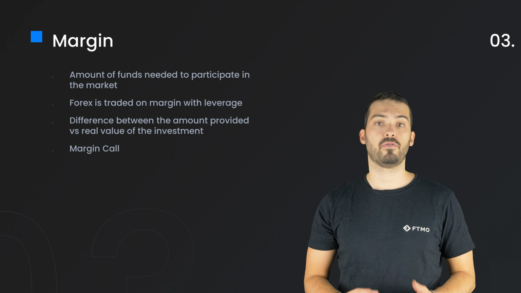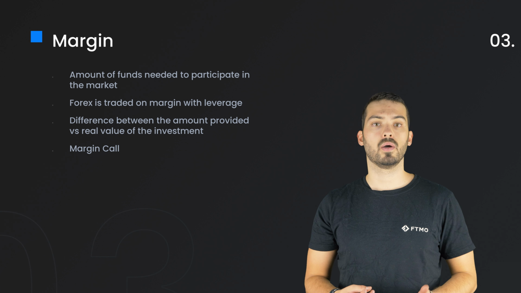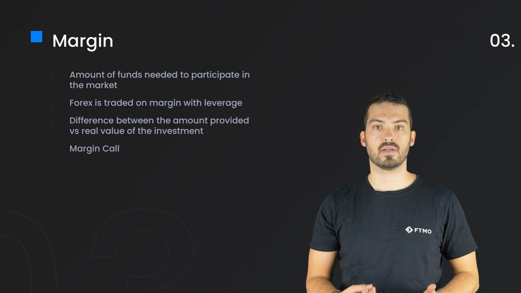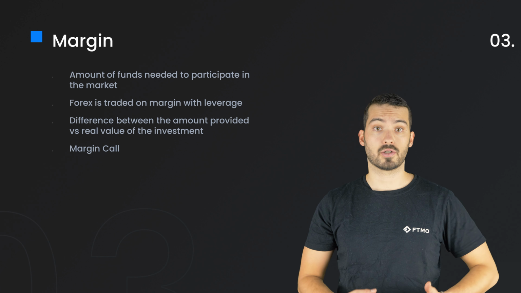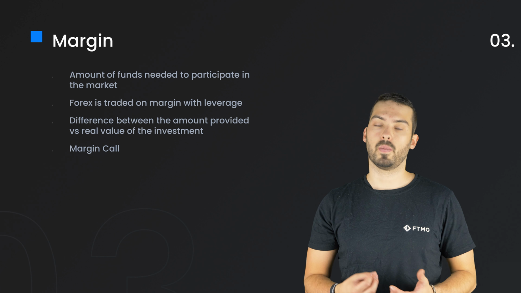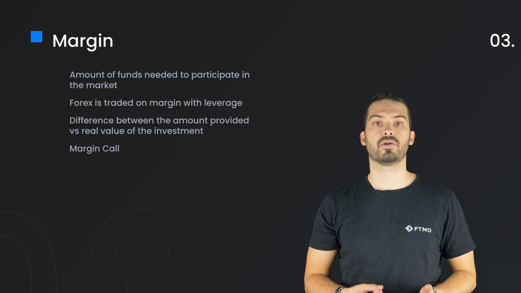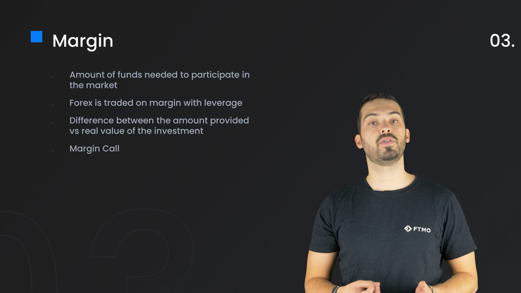Margin is the amount of funds needed to participate in the market. Trading on margin with leverage is a process in which a broker allows a trader to borrow money and to make a purchase of a particular instrument. Margin is the difference between the amount provided to the trader and the real value of the investment.